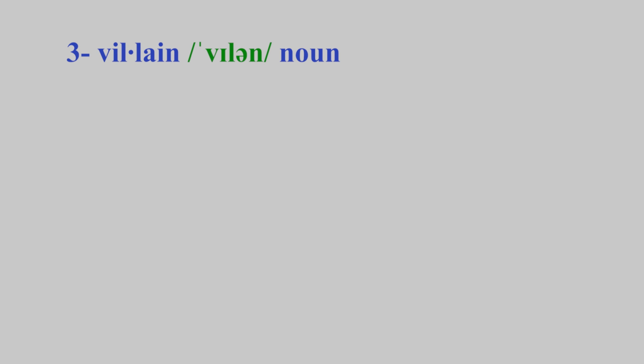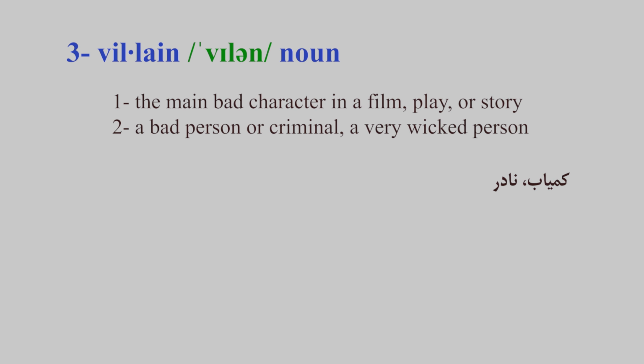And the next word is villain. Villain is a noun and it has two meanings. The first meaning is the main bad character in a film or a play or in a story, or maybe in a novel or somewhere else. And this main character is notorious. Notorious is the opposite of famous. And the second meaning is a bad person or a criminal, a very wicked person. As you can see, I've written the pronunciation of wicked below it because I know some students pronounce it wrongly and it is wrong.